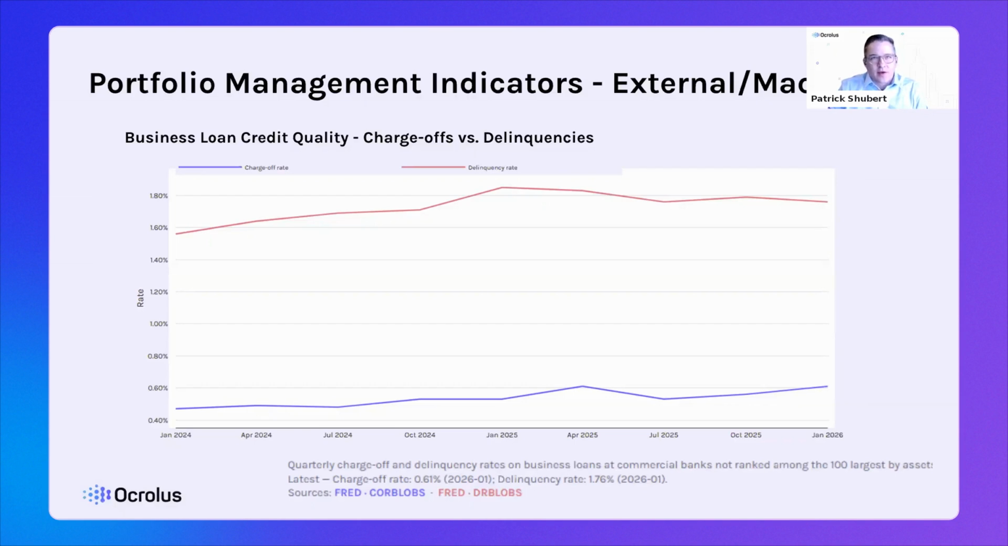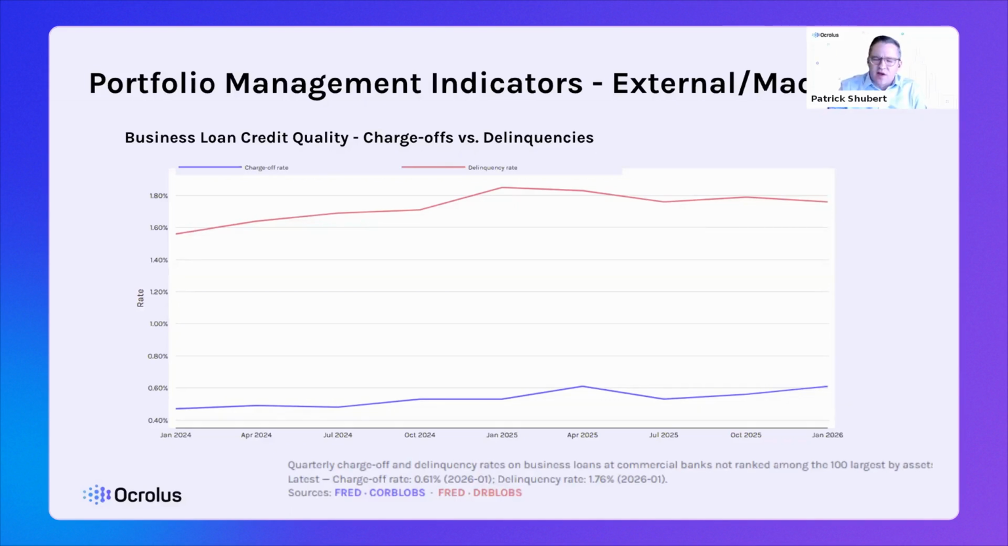And so I think a place that a lot of people start is in Federal Reserve economic data. What we're looking at here is specifically the two series for charge-off and delinquency among business loans, where we've excluded the top 100 banks. This will usually make financial news and get people's thoughts or opinions on appetite, but it's really not a great portfolio management strategy. You can see where we are today.